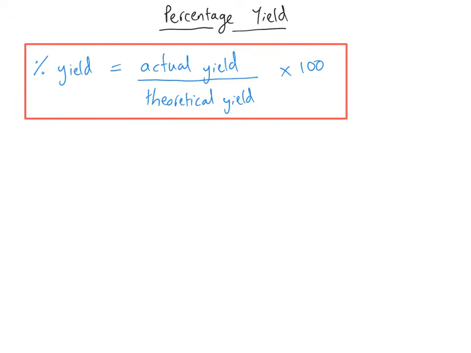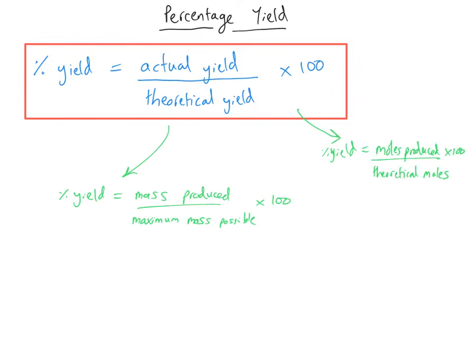Now let's take a look at how you actually calculate percentage yield. To do this, it's reasonably straightforward. You need to know how much you actually made, and you need to know how much you could have made, and then divide one by the other. And so remember, this could be mass in grams, actual mass produced, divided by theoretical mass produced, or it could be actual moles produced divided by theoretical moles produced, or the maximum possible moles produced, and then multiplied by 100 because both of these are a percentage.